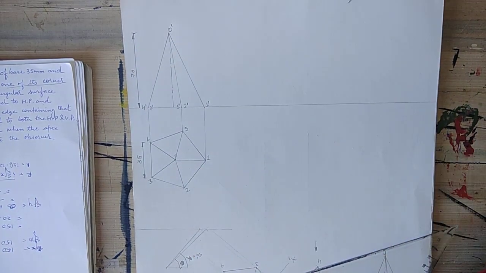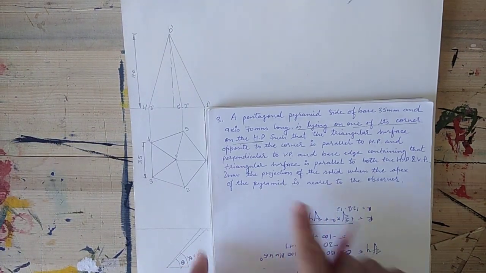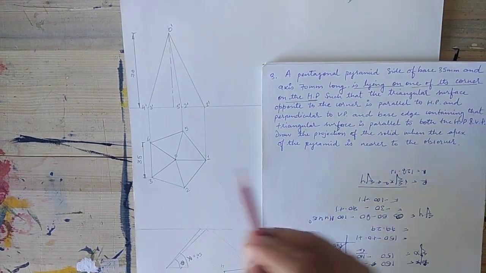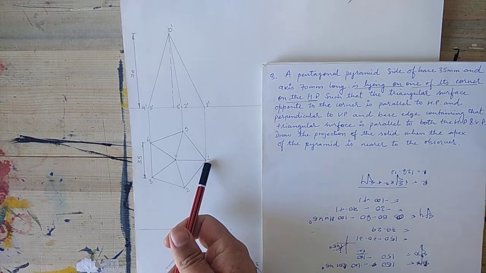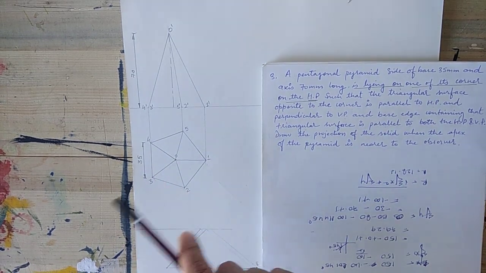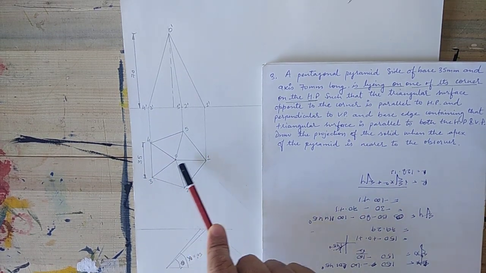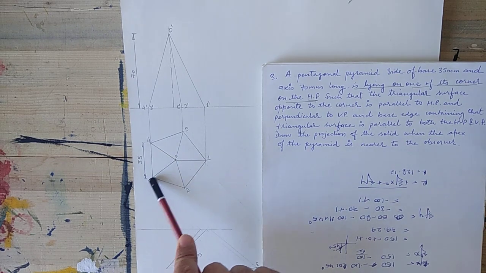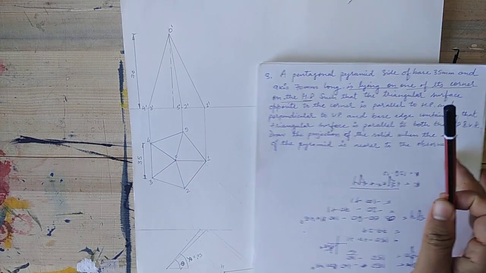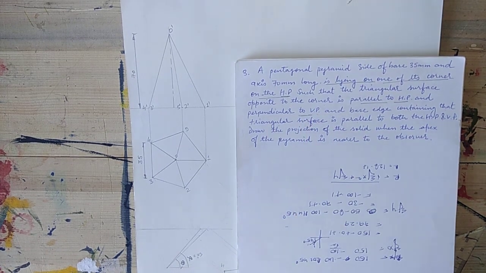Okay. Now class, the second stage condition is given such that the triangular surface opposite to the corner. So class, this is the corner, and opposite to that corner the triangular surface is O34. This is the surface. O34 is the required triangular surface opposite to the corner 1. So in this question, class, we are talking about this triangular surface O34. So this triangular surface O34 is parallel to HP and perpendicular to VP.